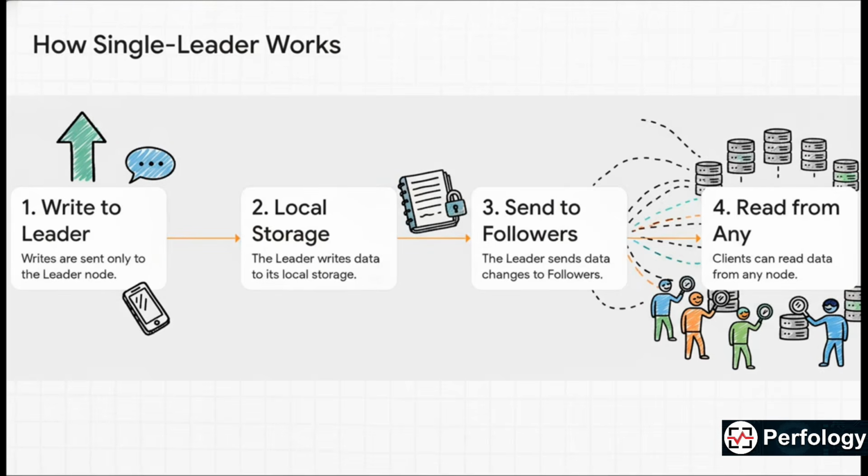So here's how it works. Step 1. Any new data, say you get a new match, is sent only to the leader database. Step 2. The leader writes that new info down. Step 3. The leader then immediately sends that change out to all of its followers. And finally, step 4. When you just need to read data, like when you're just looking at a profile, you can ask any of the copies for it, the leader or any of the followers.